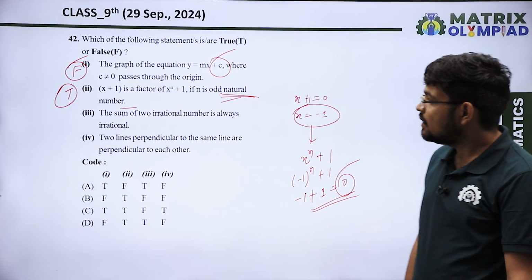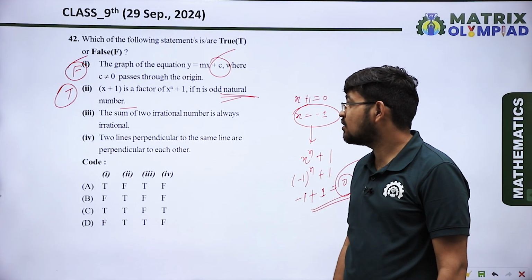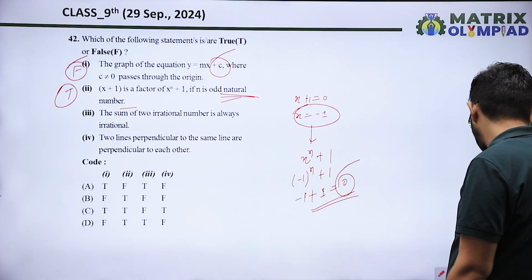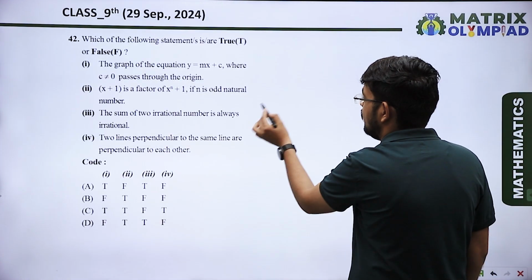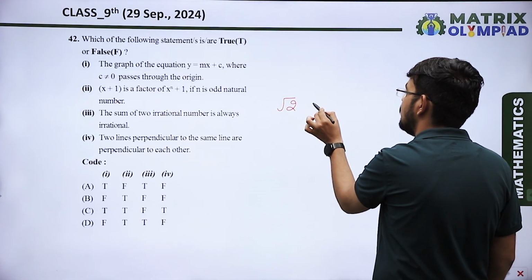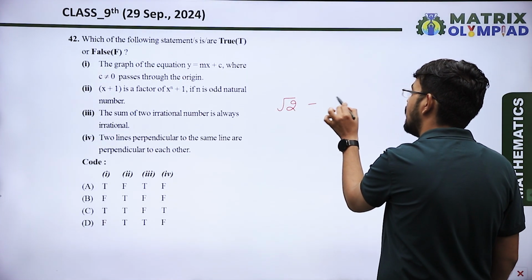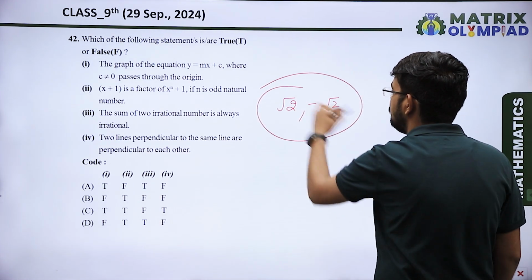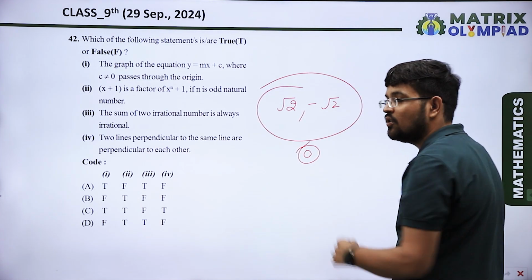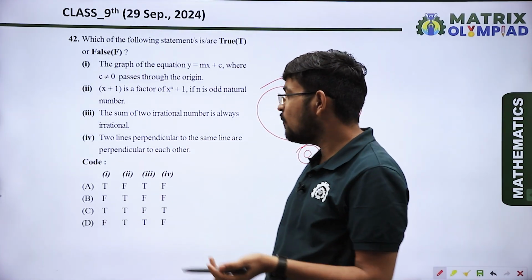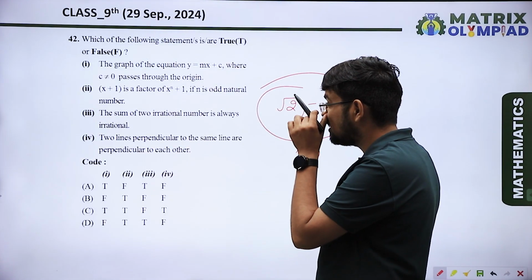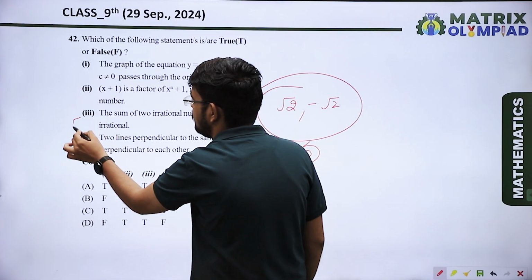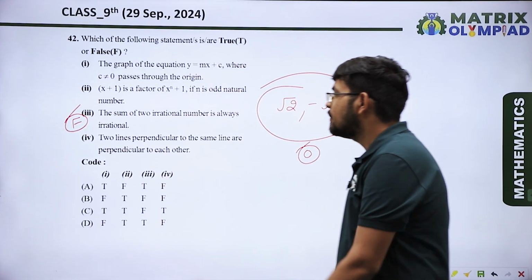Third one: the sum of two irrational numbers is always irrational. Let's check. We assume two irrational numbers, one is root 2 and another is minus root 2. Both are irrational numbers. We take their sum, you will get 0. Is 0 an irrational number? No. So the sum of two irrational numbers is not always irrational. So this one is also false.